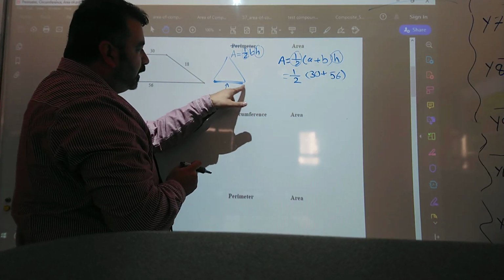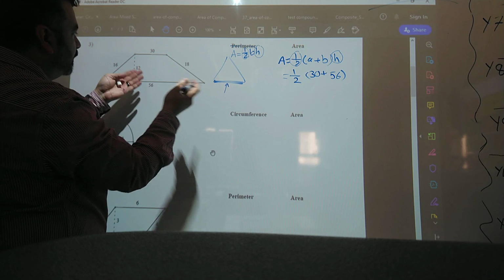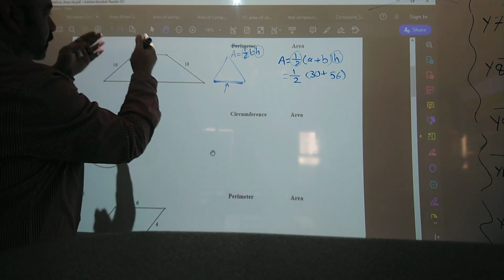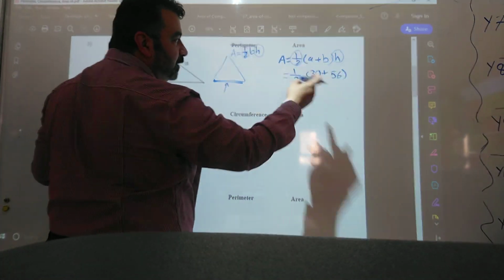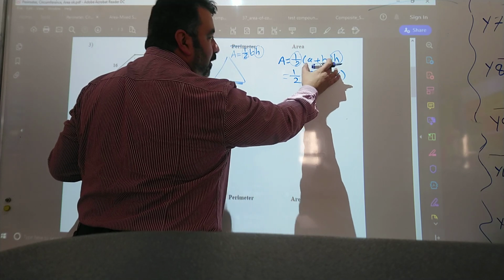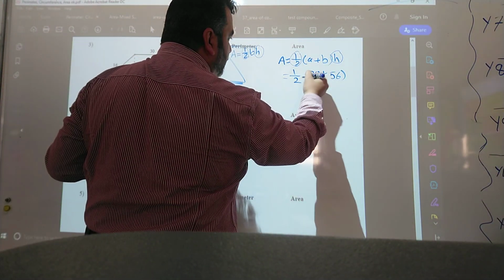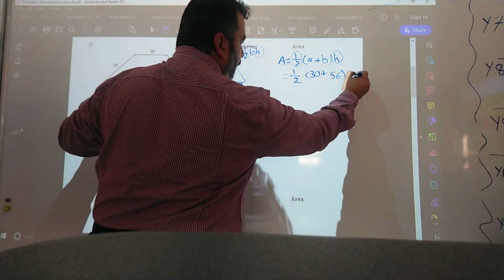In the normal triangle, I have one base. In the trapezium, I have two bases. So I cannot just ignore the top one, the upper one. I cannot just ignore it. So what I will do, I will add them together. So the same idea, half times bases times height. This one, half times base times height. So 30 plus 56 times the height, which is 12.